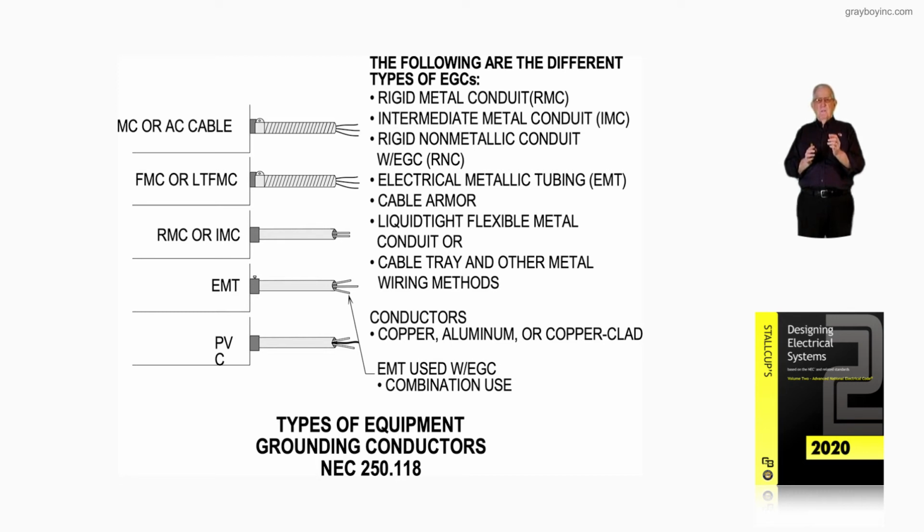Now at the very top of the illustration to the right, the following are present types of equipment grounding conductors. And it just talks about rigid metal conduit, intermediate conduit, a rigid non-metallic conduit with an equipment ground, electrical metallic tubing, EMT, cable armor, liquid tight flexible metal conduit, or cable tray, or other metal wiring systems that could be used. Our conductors could be copper, aluminum, copper-clad type conductors.